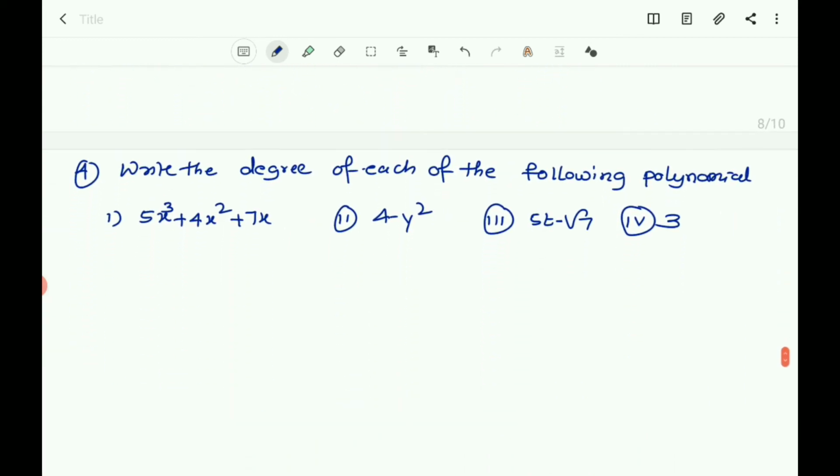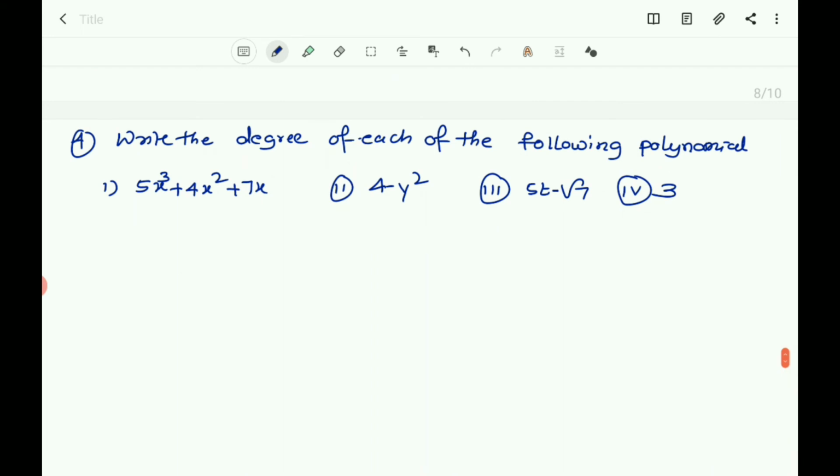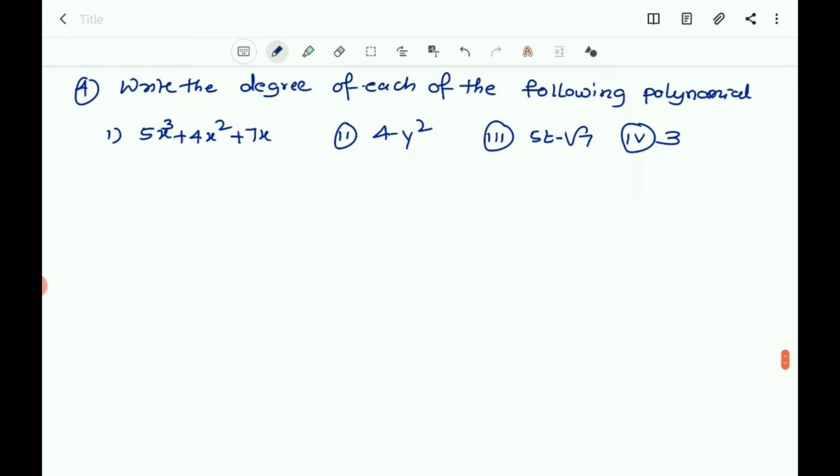Next you take: write the degree of each of the following polynomials. Now you take the first one, that is 5x to the power of 3 plus 4x square plus 7x.